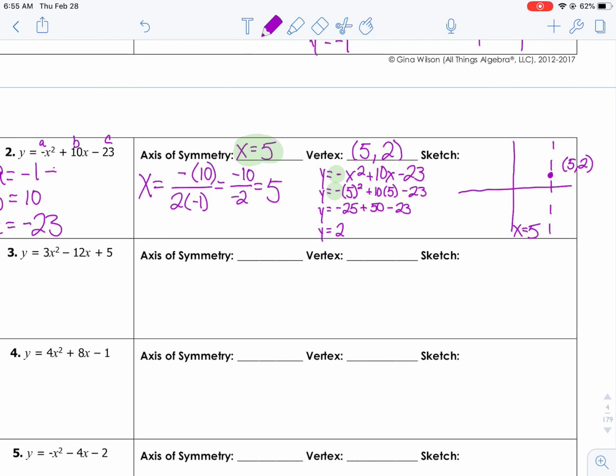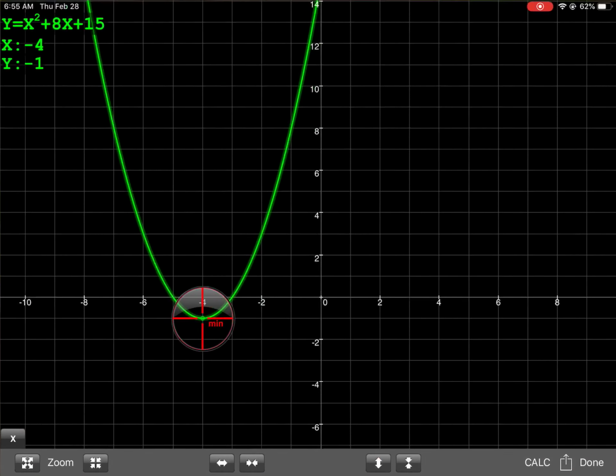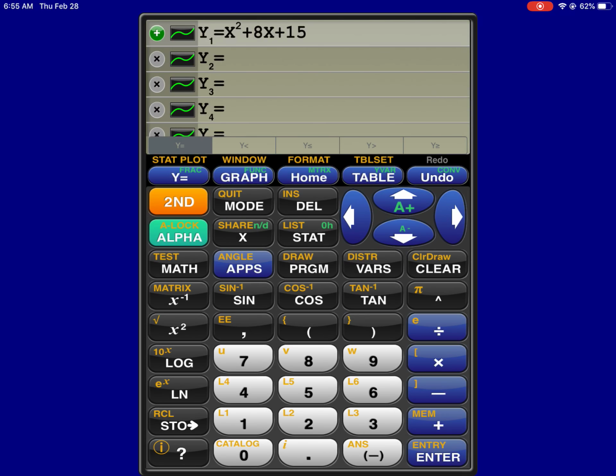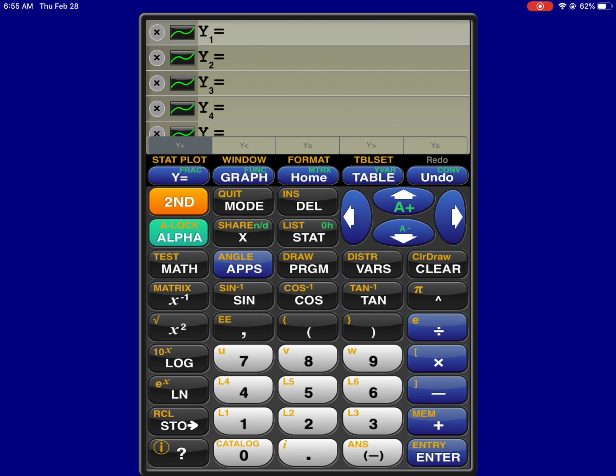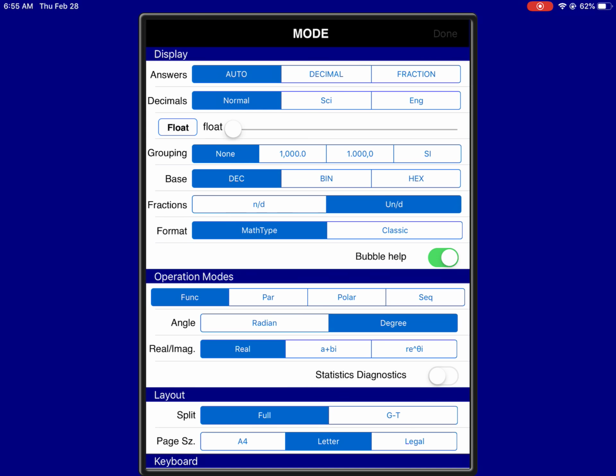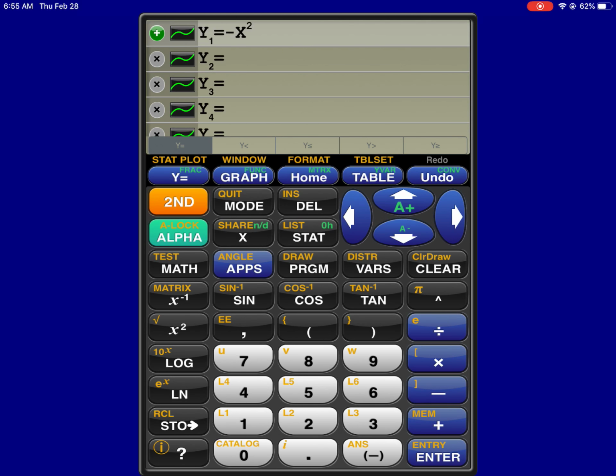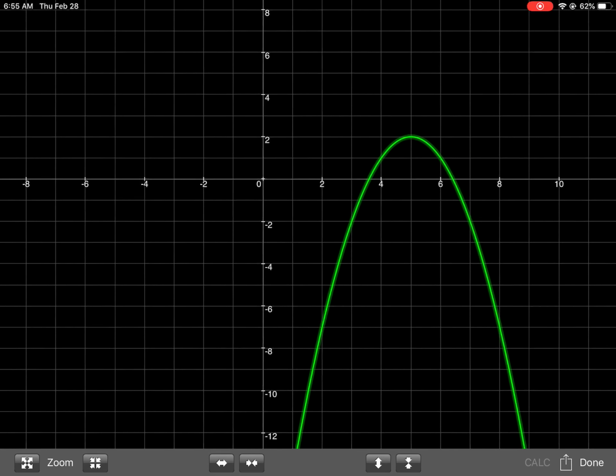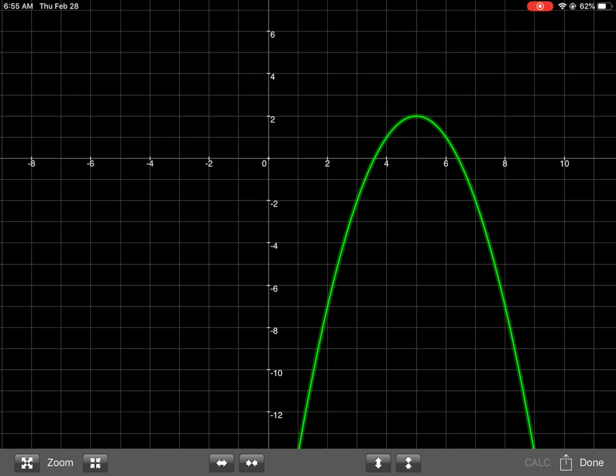My A is negative, so I'm opening down like a frown. Something like that. So let's pull up our graph and double check it. Y equals negative... oops, just kidding. Negative x squared plus 10x minus 23. There's my graph. We are golden.